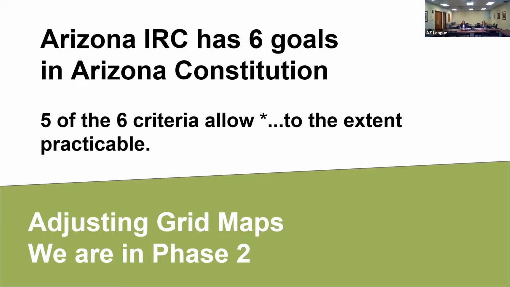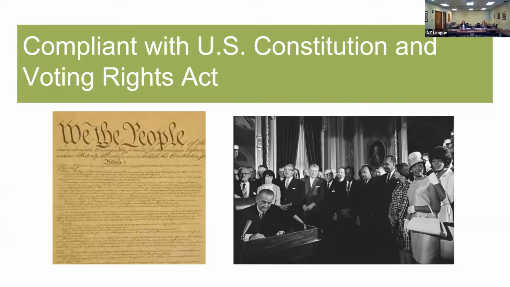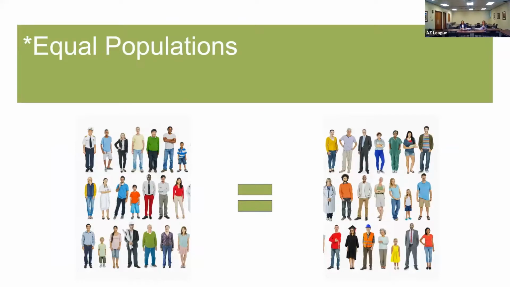But the first one is that the commissioners must comply and the maps must comply with the US Constitution and the Federal Voting Rights Act. And so they've received a lot of information, training, and feedback about how they can make sure that they do that. And that'll be something that they're continuously checking to make sure that they're complying with the Constitution and the Federal Voting Rights Act. They, to the extent practicable, have to be equal populations in the map. And then they have to be geographically compact and contiguous.